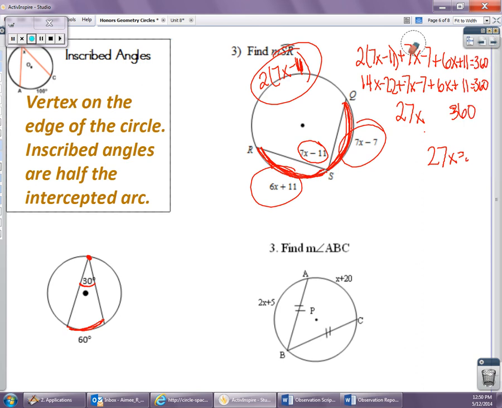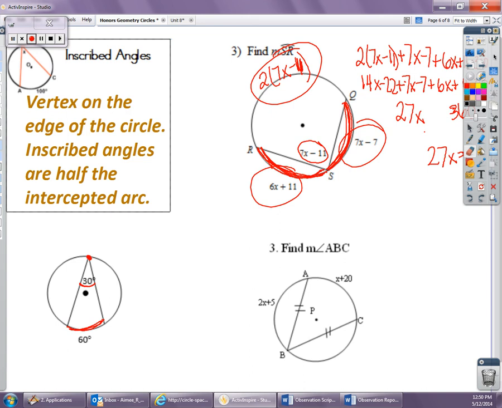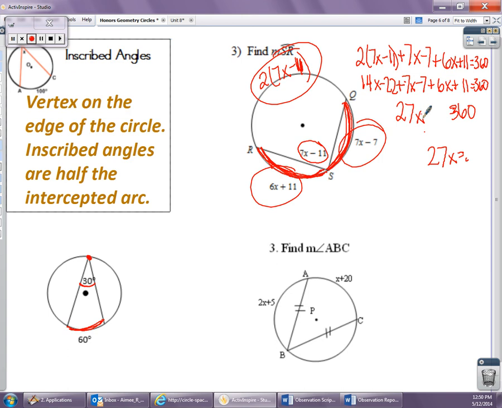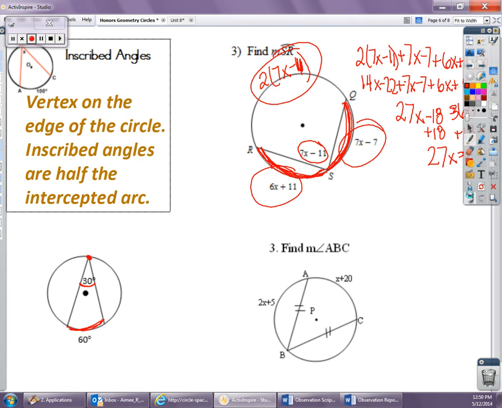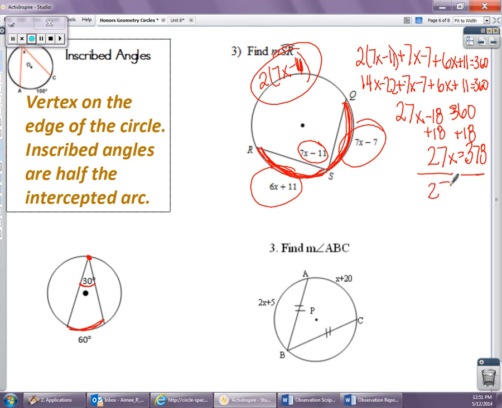Okay. So I'll have negative 22 minus 7 is negative 29. Negative 29 plus 11 is negative 18. And now I'm going to add 18 to both sides. And I get 378. And then 378 divided by 27 is 14. And then I can plug that in to find the measure of arc SR. So I'm going to plug that 14 back in here to find that measure.